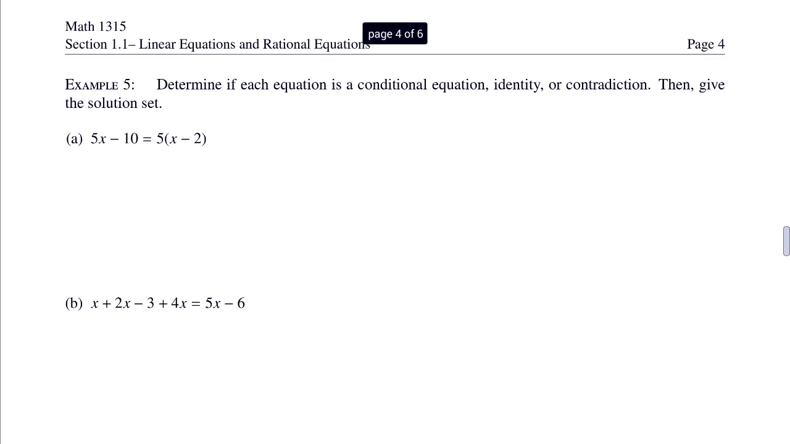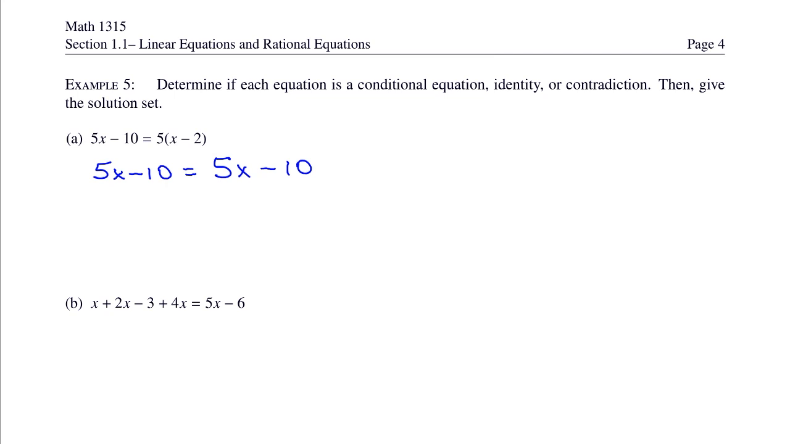Example 5. Determine if each equation is a conditional equation, identity, or contradiction. Then give the solution set. So in example A, we have 5x minus 10 is equal to 5 times (x minus 2). The left side stays the same. I'm going to distribute the 5 on the right side. And we get 5x minus 10 is equal to 5x minus 10.